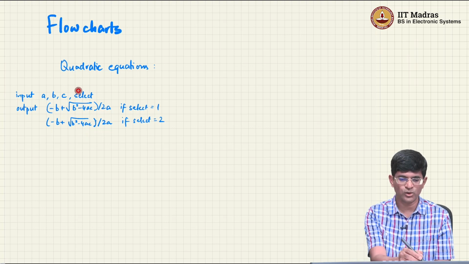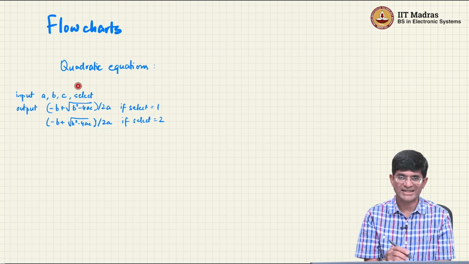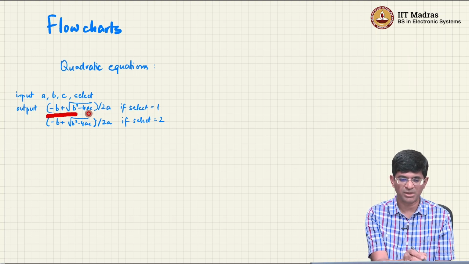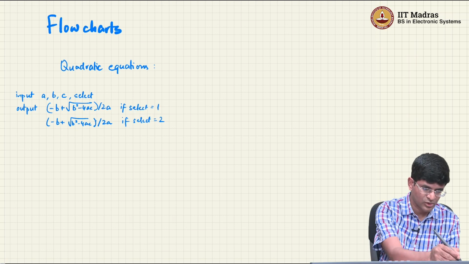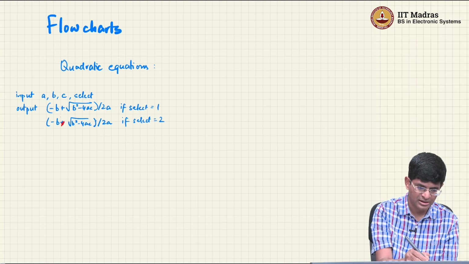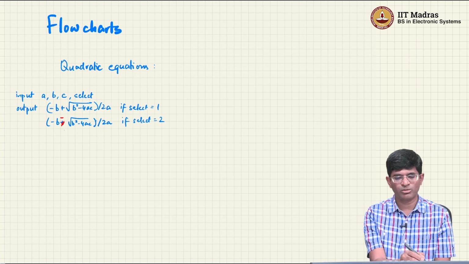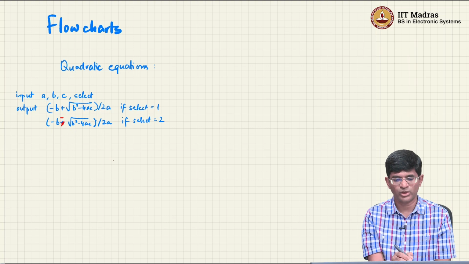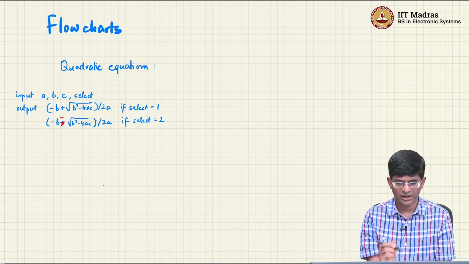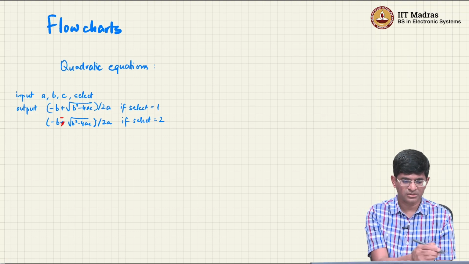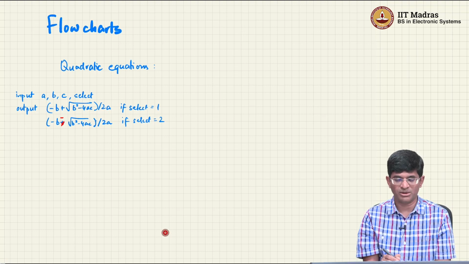So what I am going to do is use this select as an input, which basically selects between these two. I will use the plus option if select is equal to 1, or, oops, this is an error, of course this should be minus. So minus b minus square root of b square minus 4ac divided by 2a if select is equal to 2. Okay, so this essentially defines our problem.